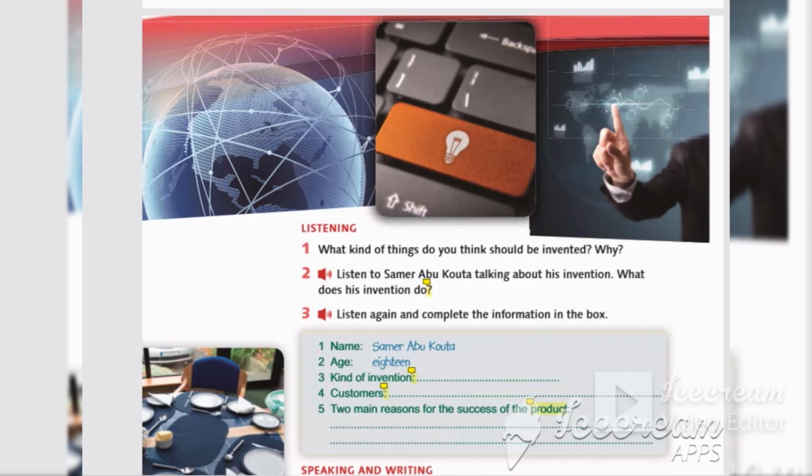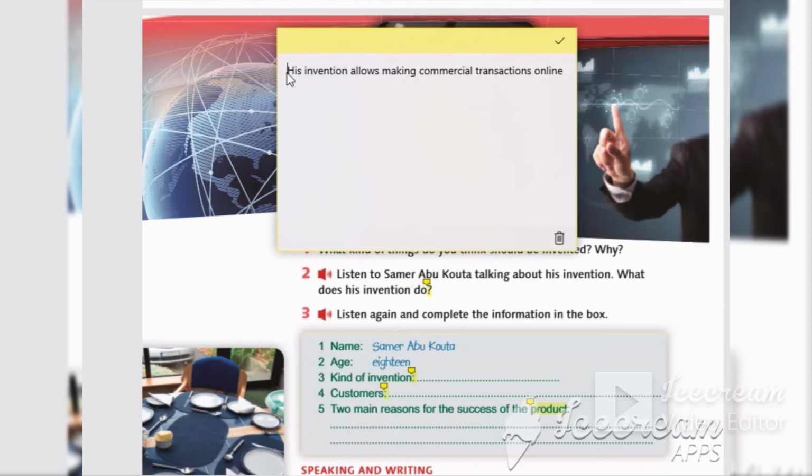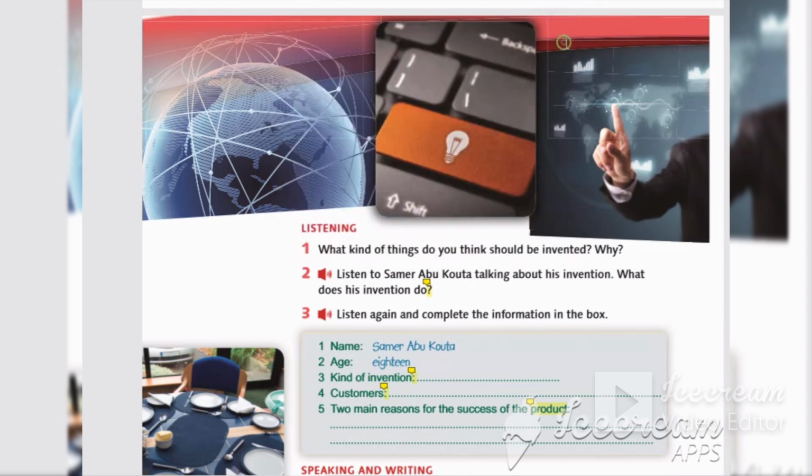So these are again his invention. His invention allows making commercial transactions online. Very good, very good. 2. Now listen again to complete the information in the box. So his name is Samir Abu Quta. How old is he? He is 18 years old. عمره 18 سنة. He is a university student. He is a university student. طالب جامعة. Okay. Now, kind of invention.